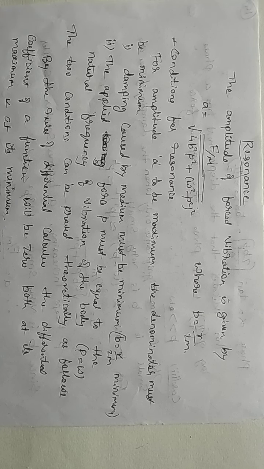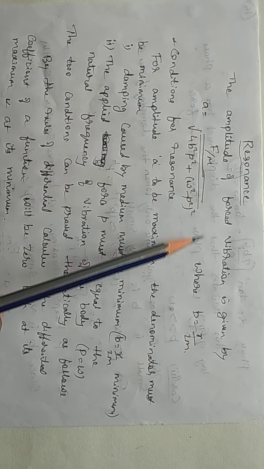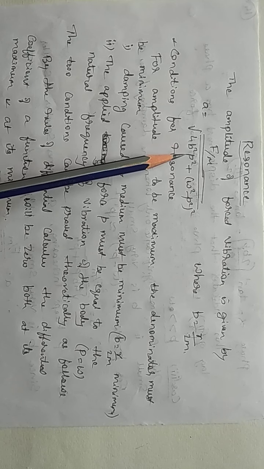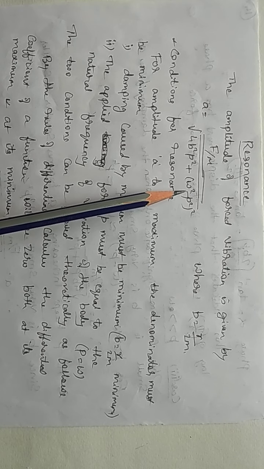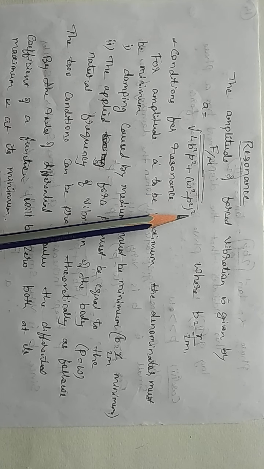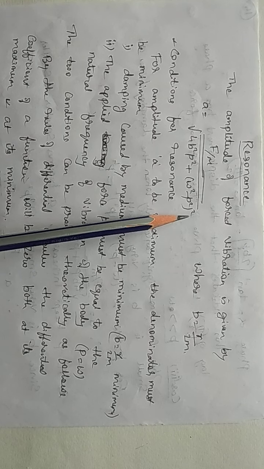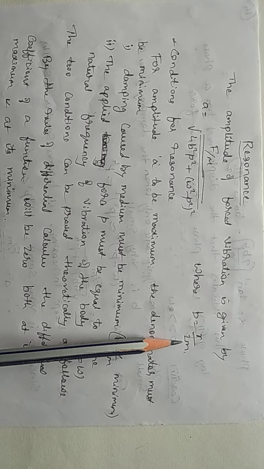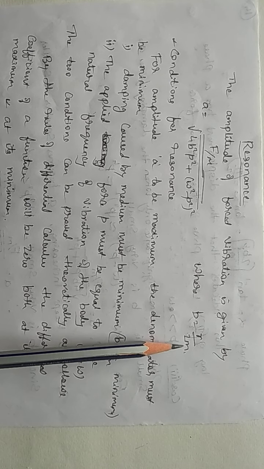In the previous class, we discussed forced vibration, and the equation for the forced vibration is given by A is equal to F by M square root of 4B square P square plus omega square minus P square whole square, where B was the damping constant, that is B is equal to R by 2M, the damping factor.